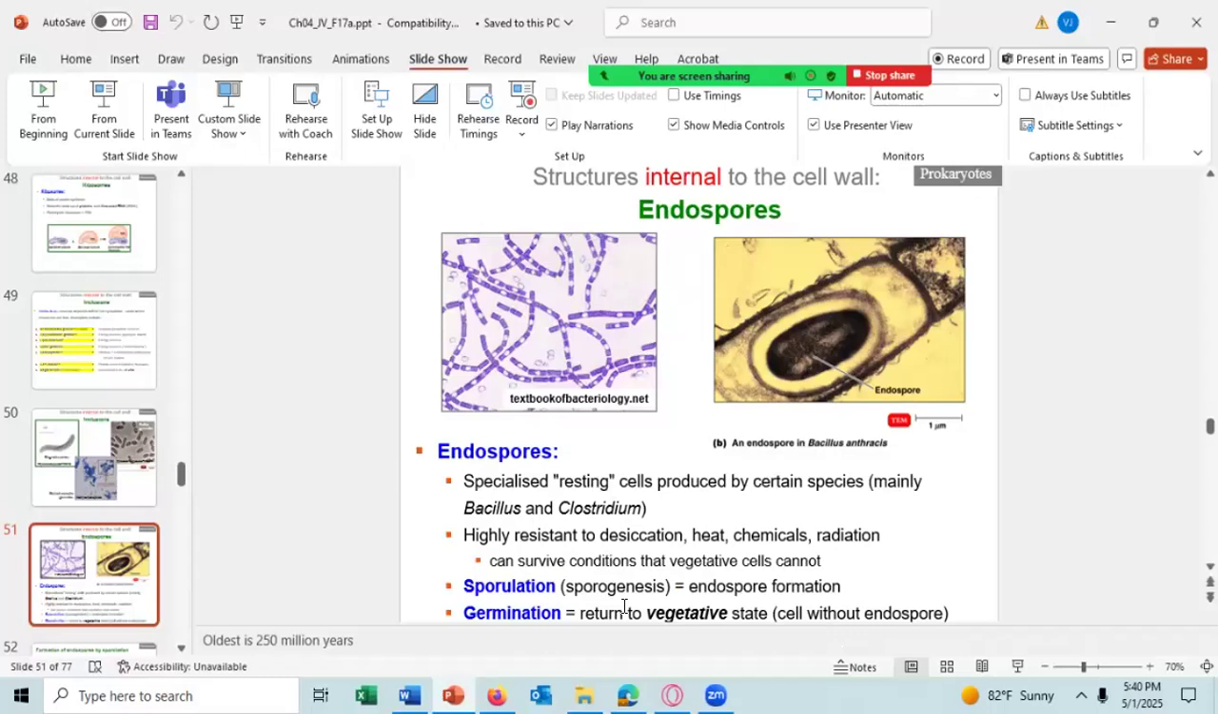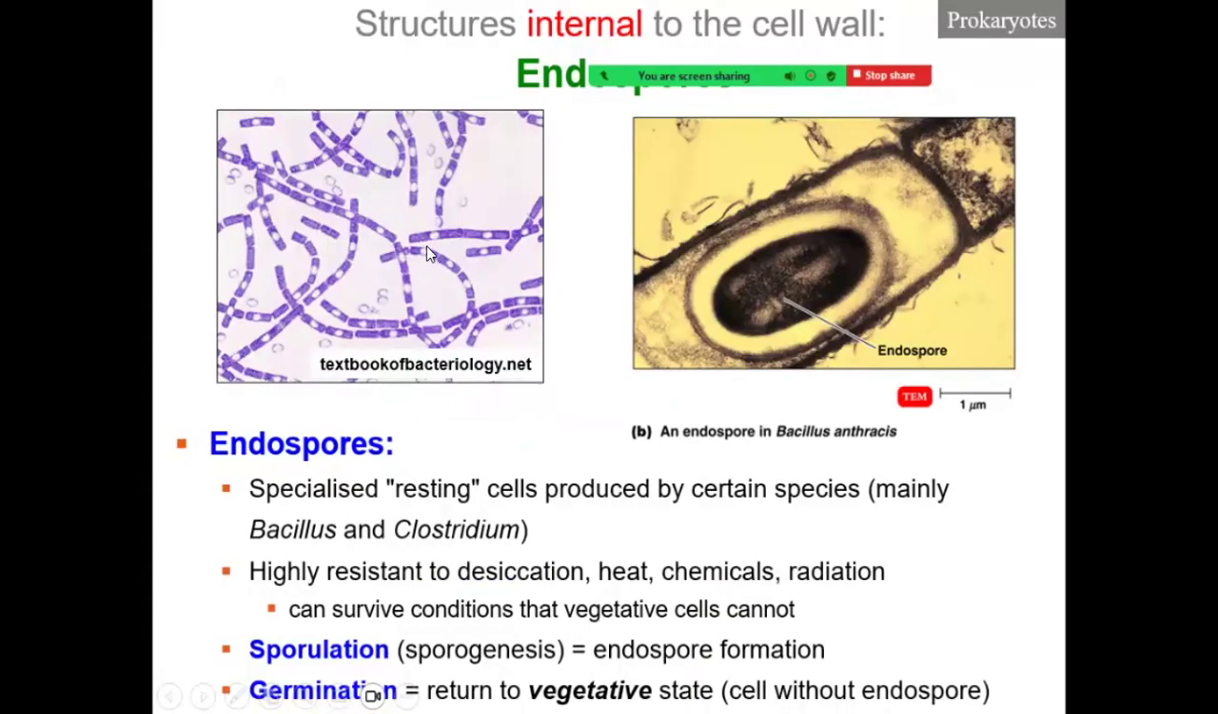Sporulation or sporogenesis is the forming of the endospore, and it actually is made inside the parent cell. Let me blow this up. There we see one parent cell here, and it's making an endospore there, that round clear thing there. Here's an endospore here, and there's the parent cell there. Any question about any of that?